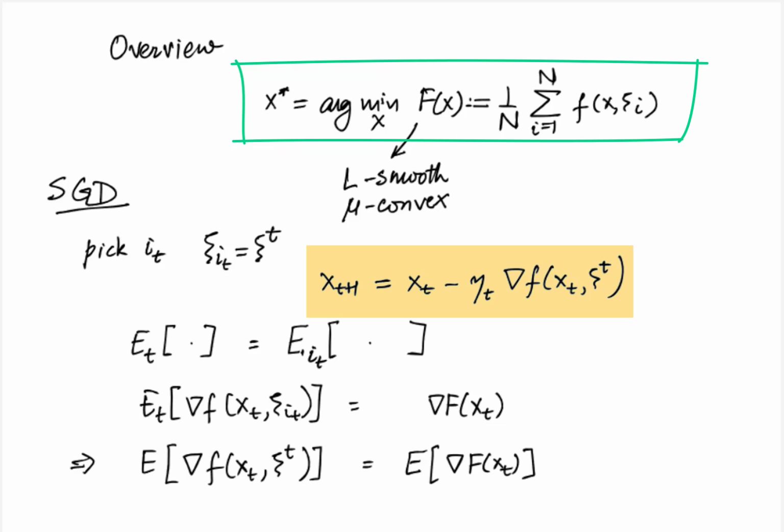Sometimes you may see another way of writing E t, which is the expectation conditioned on the past i 1 to i t minus 1. So that is just another way of saying the same thing. I must emphasize that we should pay attention to this particular process where we first take expectation with respect to i t and then take it with respect to all other random variables. This is called nested expectation. And we will use this idea in the proof several times.